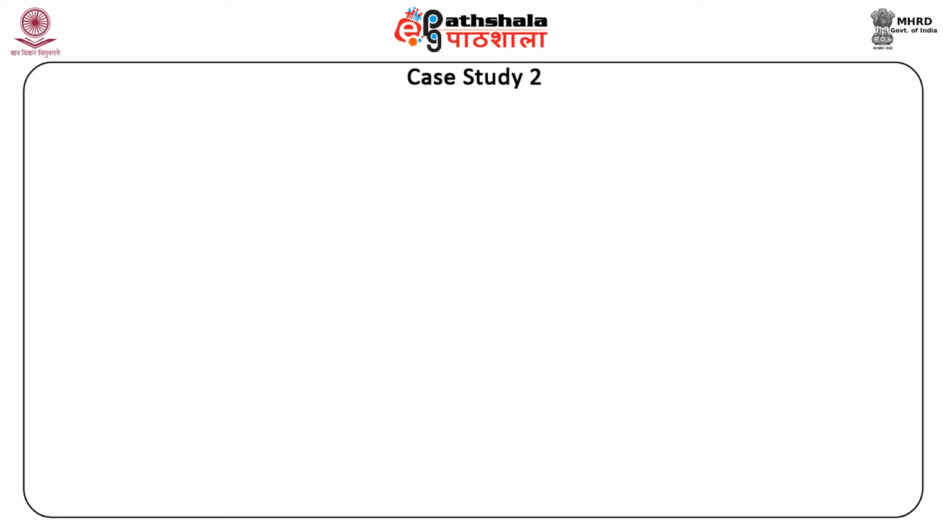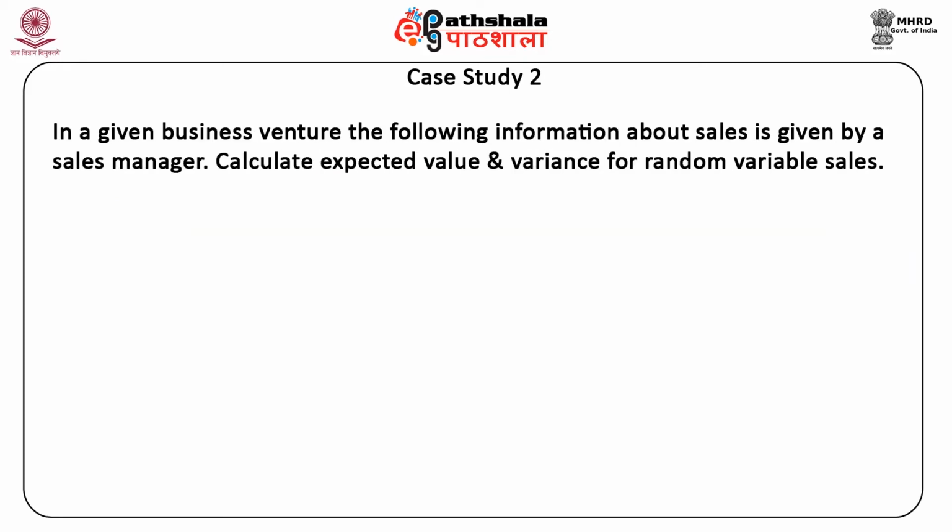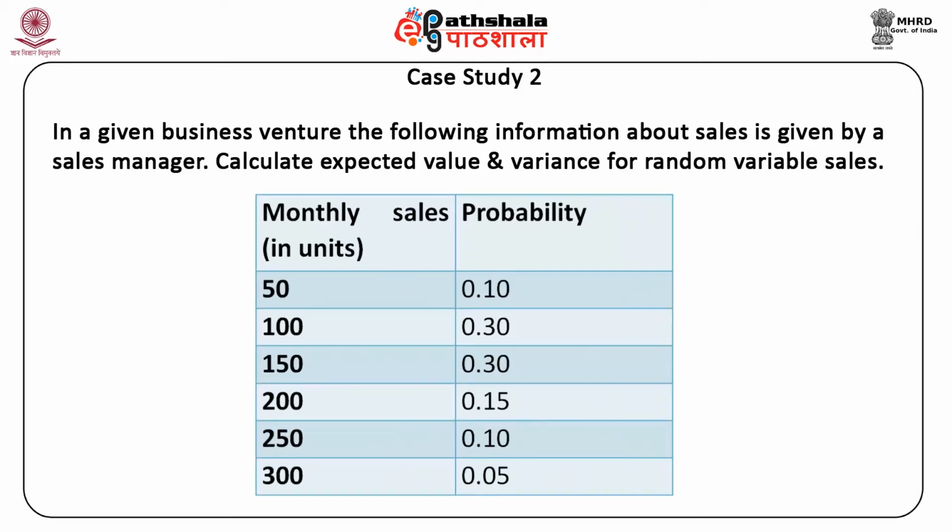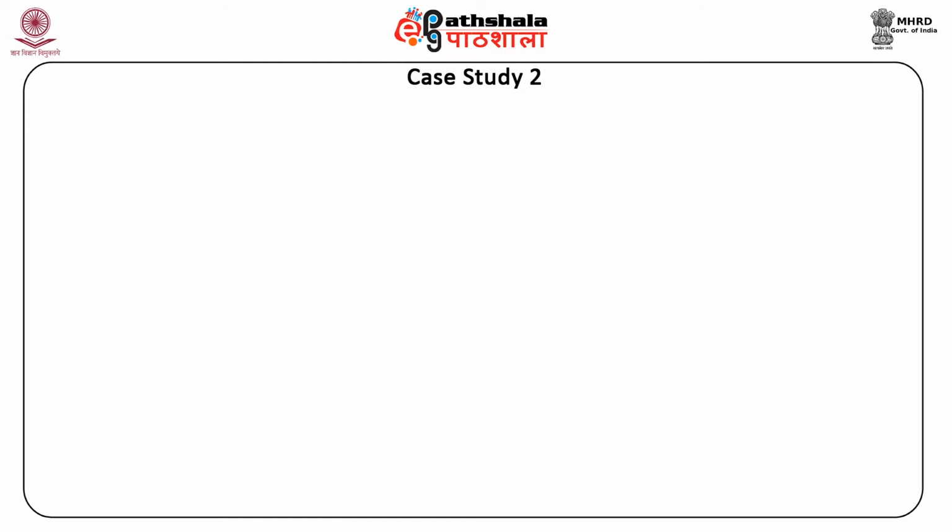Case study. In a given business venture, the following information about sales is given by a sales manager. Calculate expected value and variance for random variable sales. We have the monthly sales in units 50, 100, 150, 200, 250, 300. Their corresponding probabilities are 0.10, 0.30, 0.30, 0.15, 0.10, 0.05.